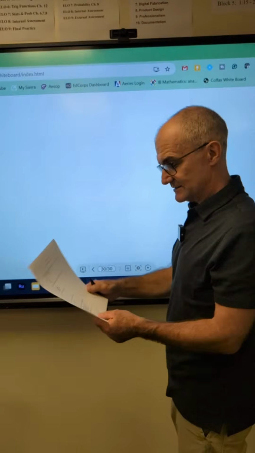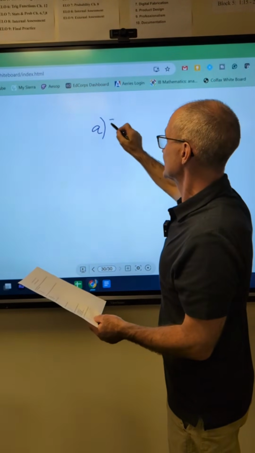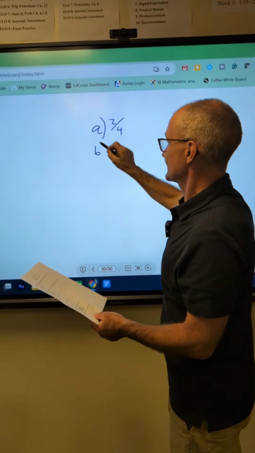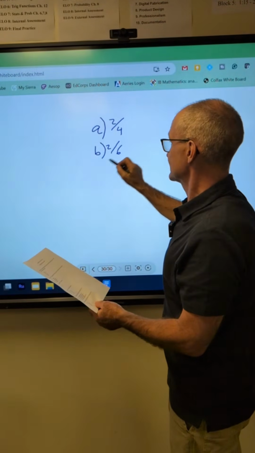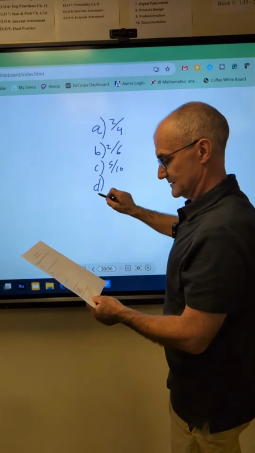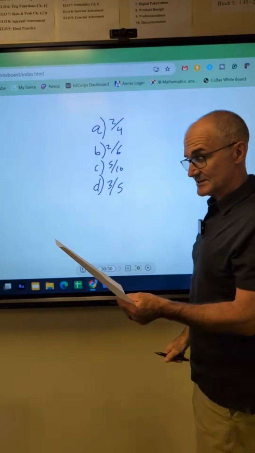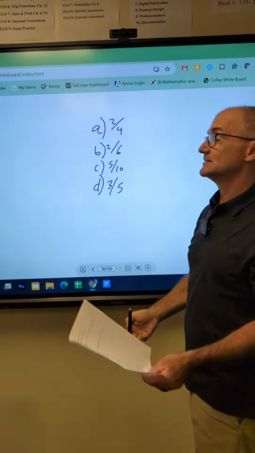Which fraction is represented in the lowest terms? A, 2/4, B, 2/6, C, 5/10, D, 3/5. So the question is, which fraction is expressed in lowest terms?